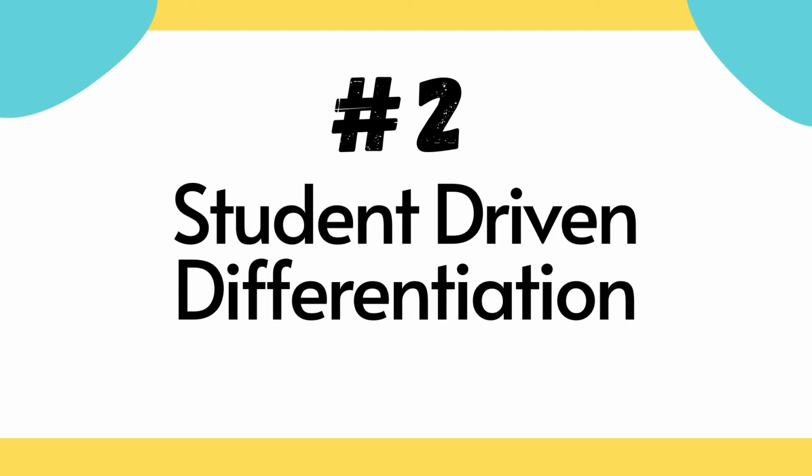Reason number 2 is student-driven differentiation. Now, before I started using digital choice boards, I used a lot of sticky notes. And my sticky notes would be to show students what level they were at for each activity that they were completing. And so what level they're at for reading books, what level they're at for writing, what level they're at for spelling words. Like each area was differentiated, which takes a lot of time.